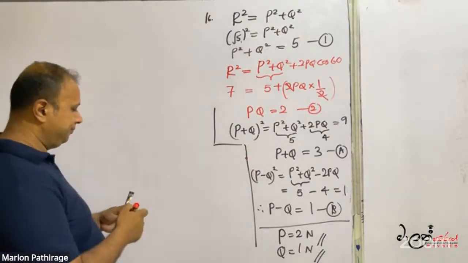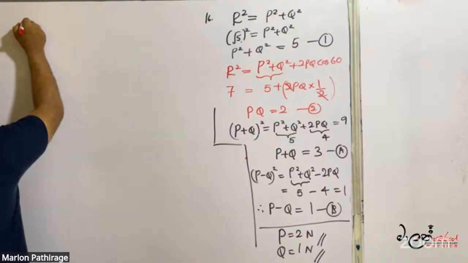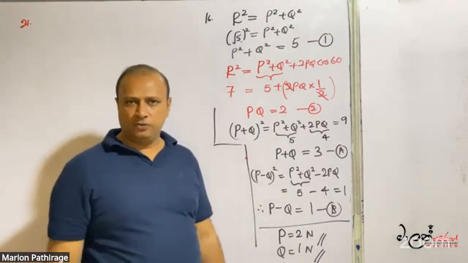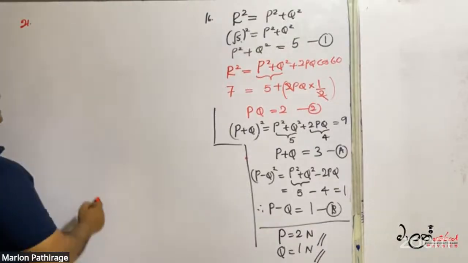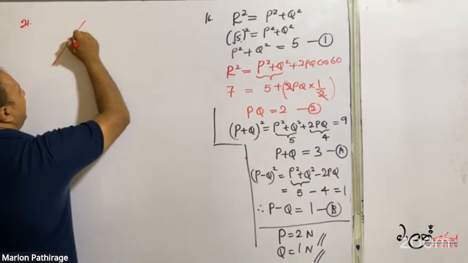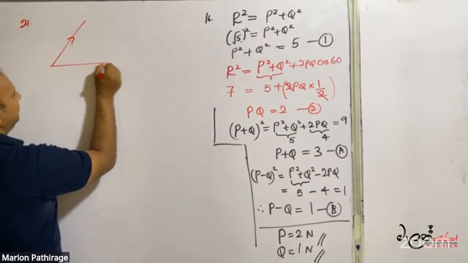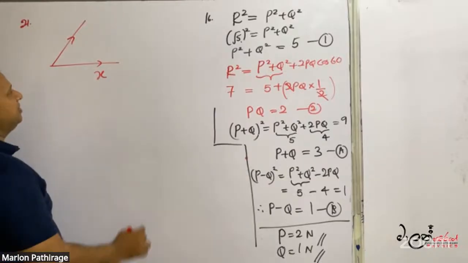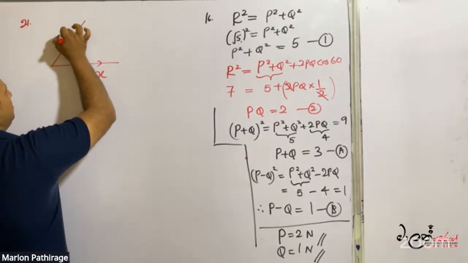Okay. Question number 21. Now there are two forces. One is a small force, the other one is a larger force. We don't know what the values of them are. If we consider the smaller force to be x, the larger force should be 2x.